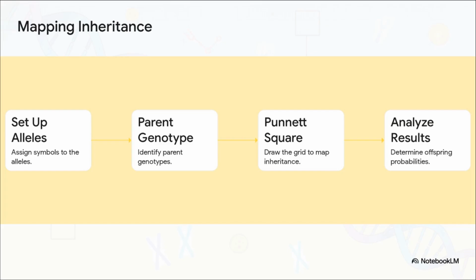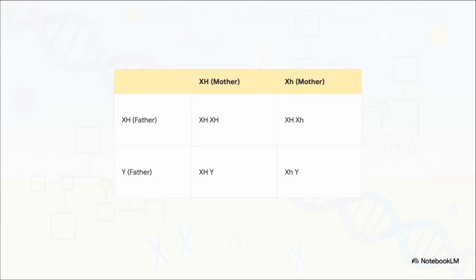Let's actually walk through this together right now using hemophilia as our target. Imagine we are crossing a carrier mother and a totally normal father. The dominant normal allele is a capital H, and the recessive hemophilia allele is a lowercase h. The mother's gametes go right across the top. She's a carrier, right? So her genotype is X capital H, X lowercase h. She's carrying one normal allele and one hemophilia allele.